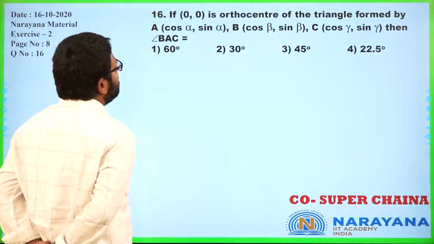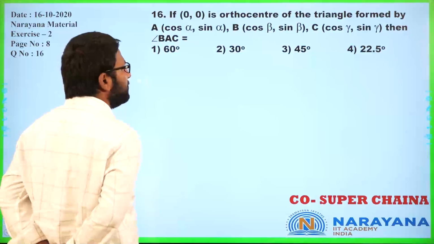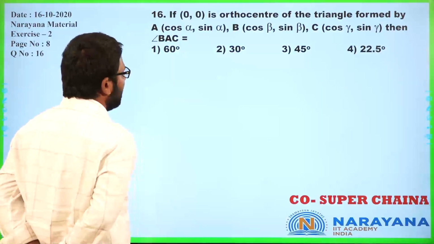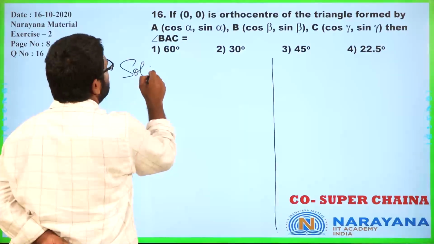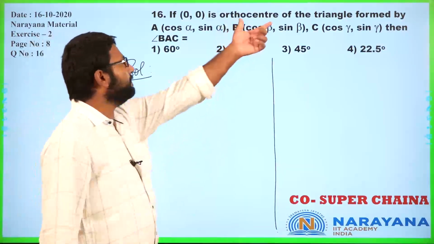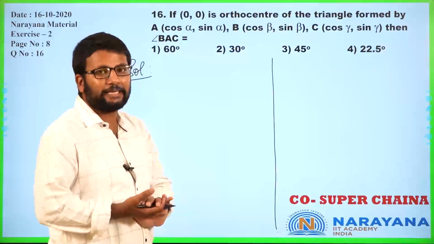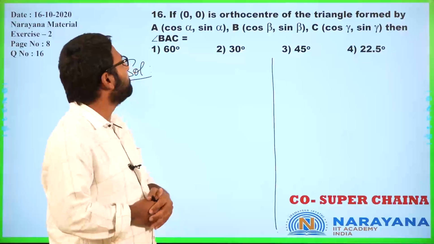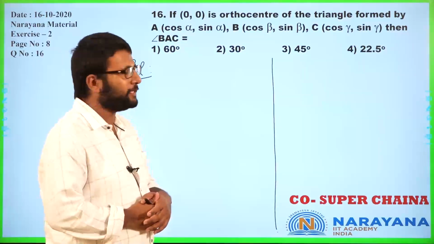If (0, 0) is the orthocenter of a triangle formed by A (cos alpha, sin alpha), B (cos beta, sin beta), C (cos gamma, sin gamma), then find angle BAC. Now, the orthocenter is given. Origin is the orthocenter of these 3 points. Once again, like I said, there is no formula that we are going to use for orthocenter.